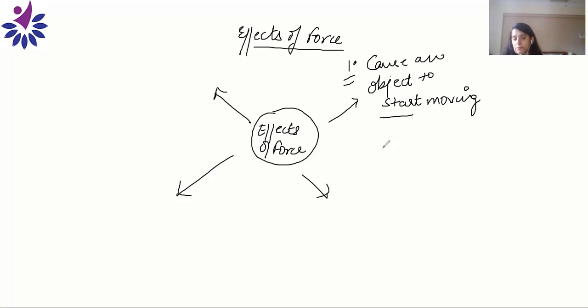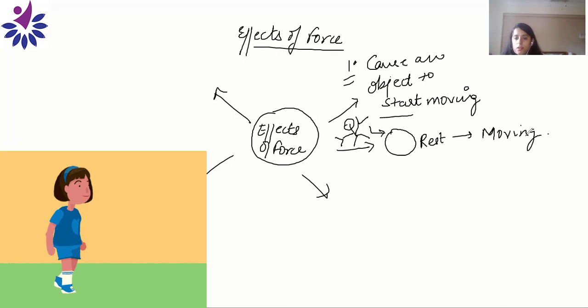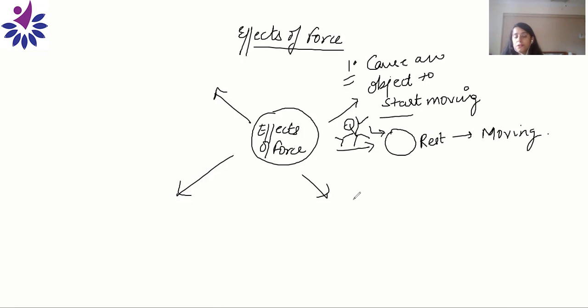For example, when the ball is at rest and we kick this ball. I'm drawing a person. If this person kicks the ball, oh, where are the hands? Pardon my drawing. So when I kick this ball, what happens? It was at rest, it starts moving, correct? So the first effect of force is that it can cause an object at rest to start moving. Then we say a force has been applied.